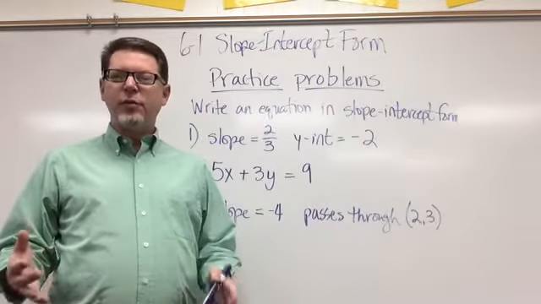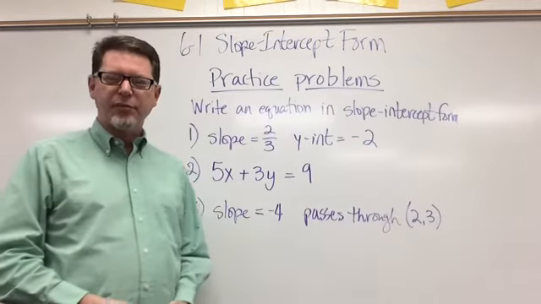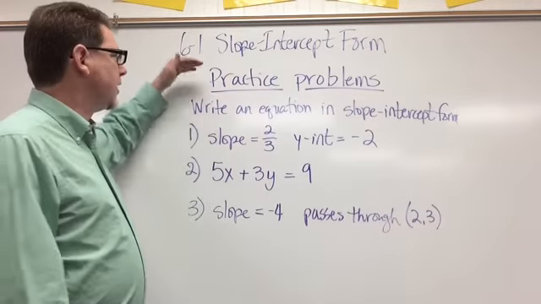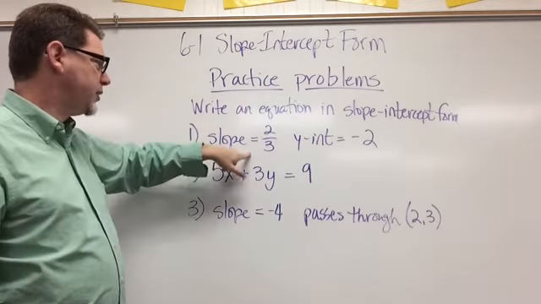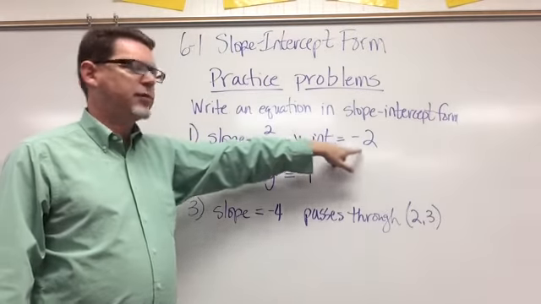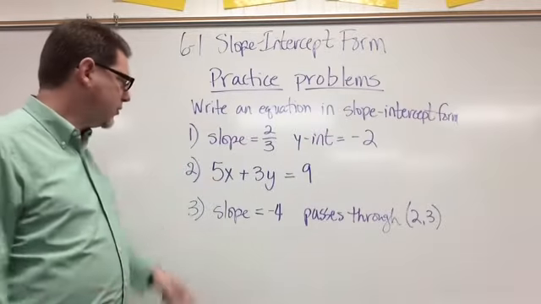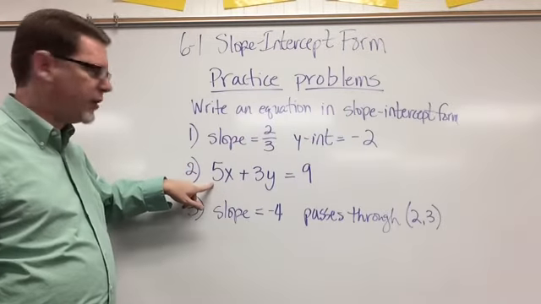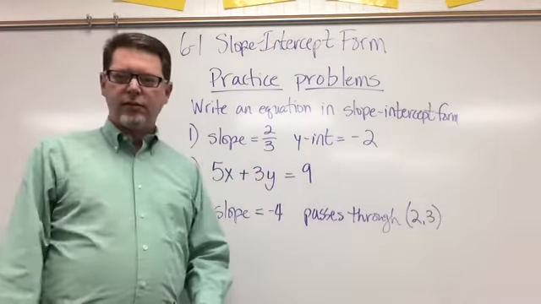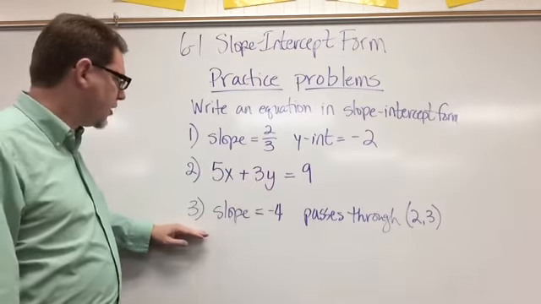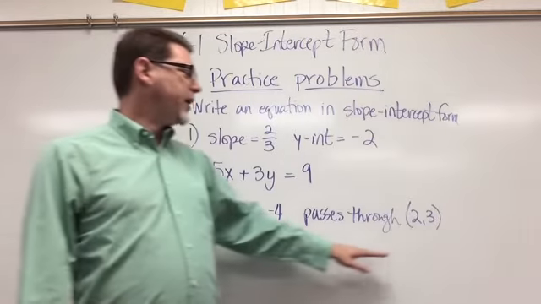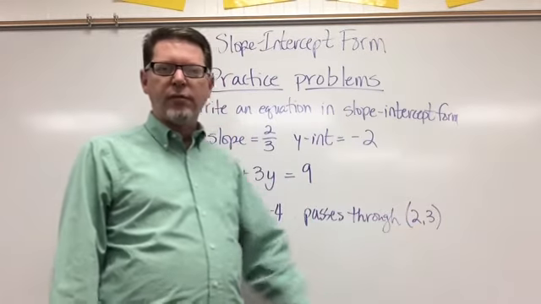And finally, students, the moment you've all been waiting for, your practice problems. You have 3 practice problems tonight, and here they are. Write an equation in slope-intercept form. 1, if the slope is 2/3 and the y-intercept is -2. 2, if the standard form of the equation is 5x plus 3y equals 9. Remember, what you have to do is get y by itself. Okay? And the third one is the slope is -4 and it passes through the point (2, 3).